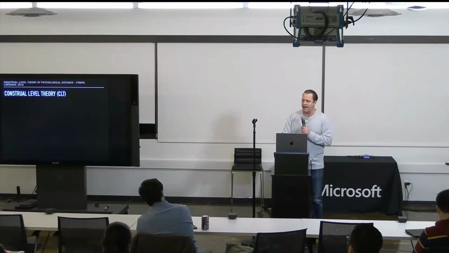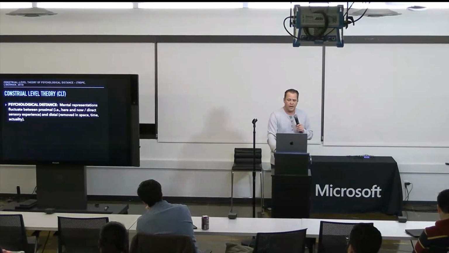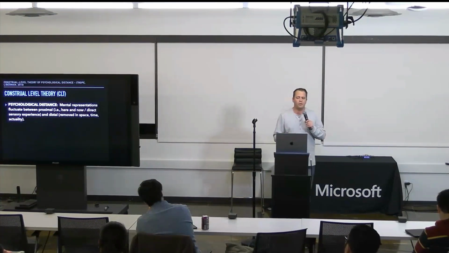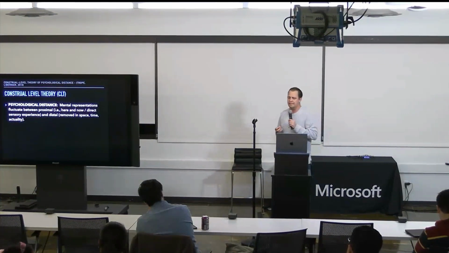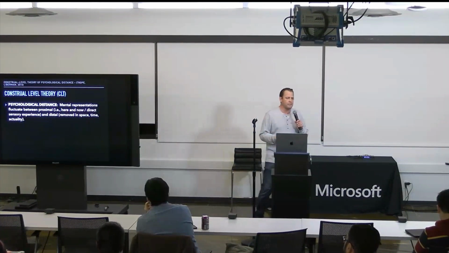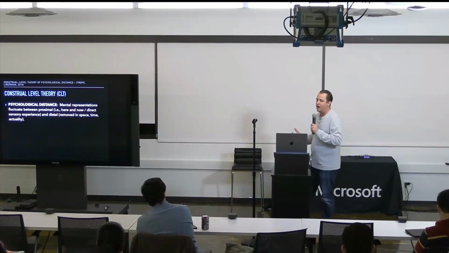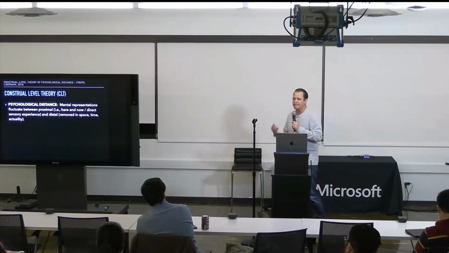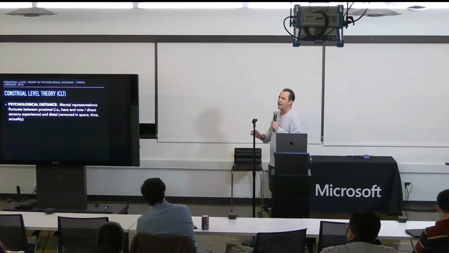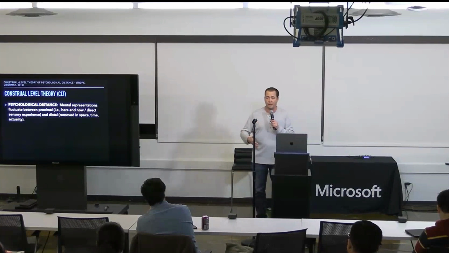So I want to take a step back and talk about another formative theory, which is construal level theory. Construal level theory argues that psychological distance is a key factor that drives our mental representations, and that these mental representations will fluctuate between proximal, like here and now, or direct sensory experience, to distal, things that are more removed in time or space, or even actuality, if it's more hypothetical rather than actual and literal.